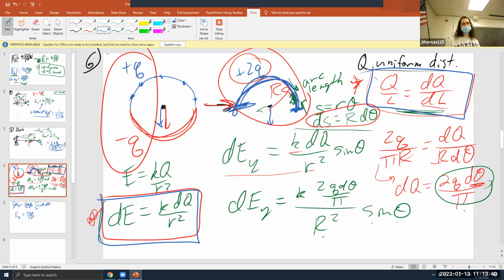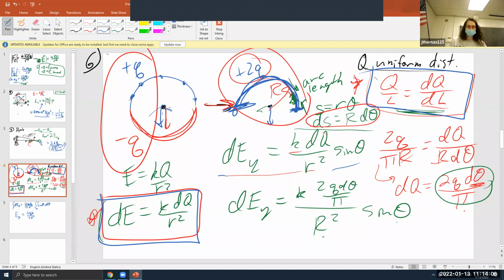If I don't look at symmetry, if I don't notice that I only have a Y component for the electric field, then I would need to integrate for both the X and the Y, and the integral in the X would go to 0, because you'd be integrating a cosine theta and that would go to 0 when you integrate it. So I'm saving myself a little bit of time by saying, oh yeah, that's all in the Y direction, because there's symmetry here, it'll all be in the Y direction.